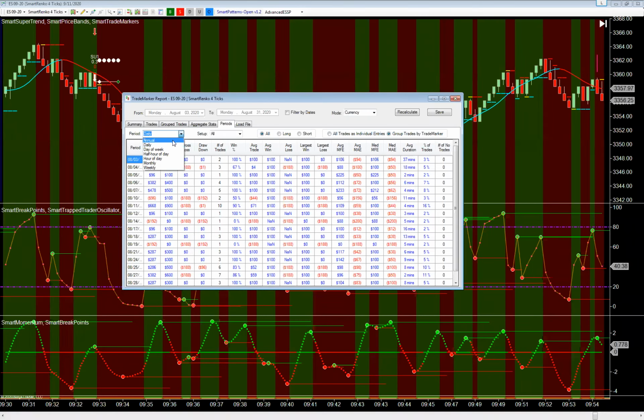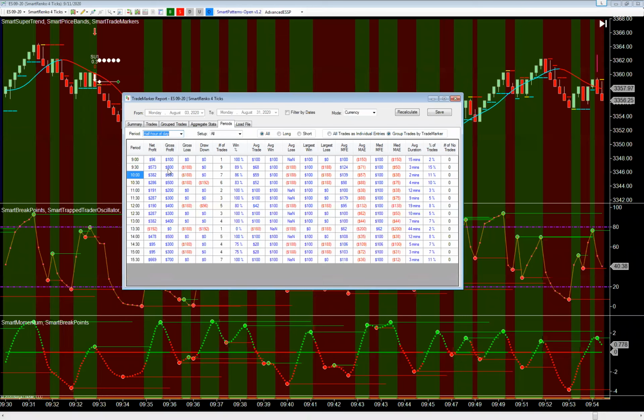I will show you one other thing that we use in the room for our members. You can see this trade works incredibly well, except from 1:30 to 2, room time, East Coast time. 2 o'clock is a great time, if you didn't know this, to trade the ES. Not a lot of trades, but 100% profit here.